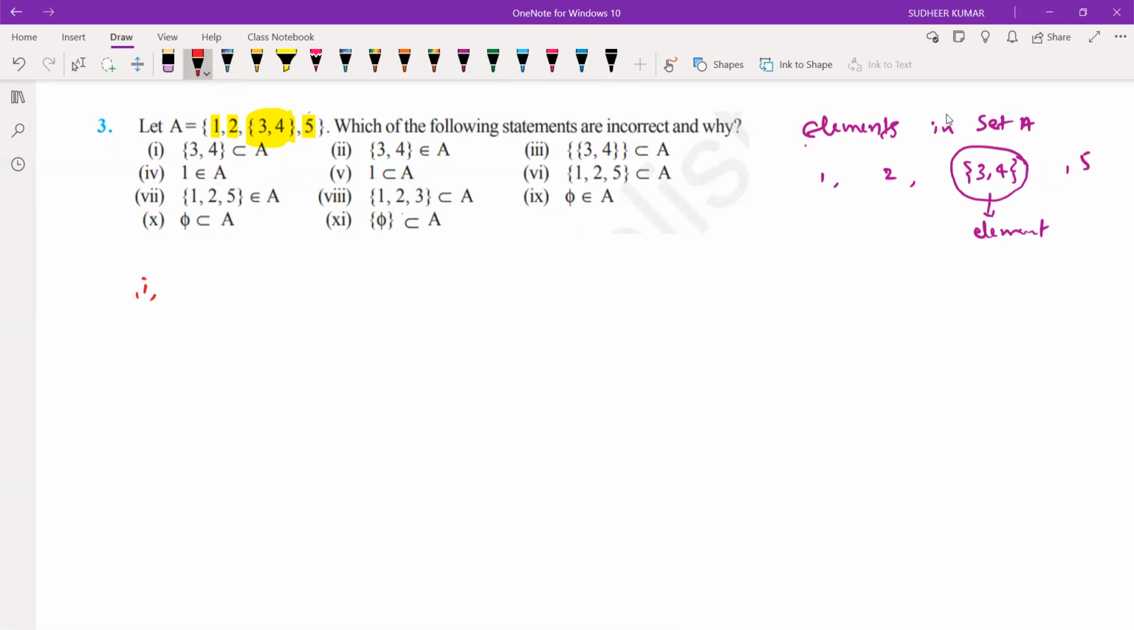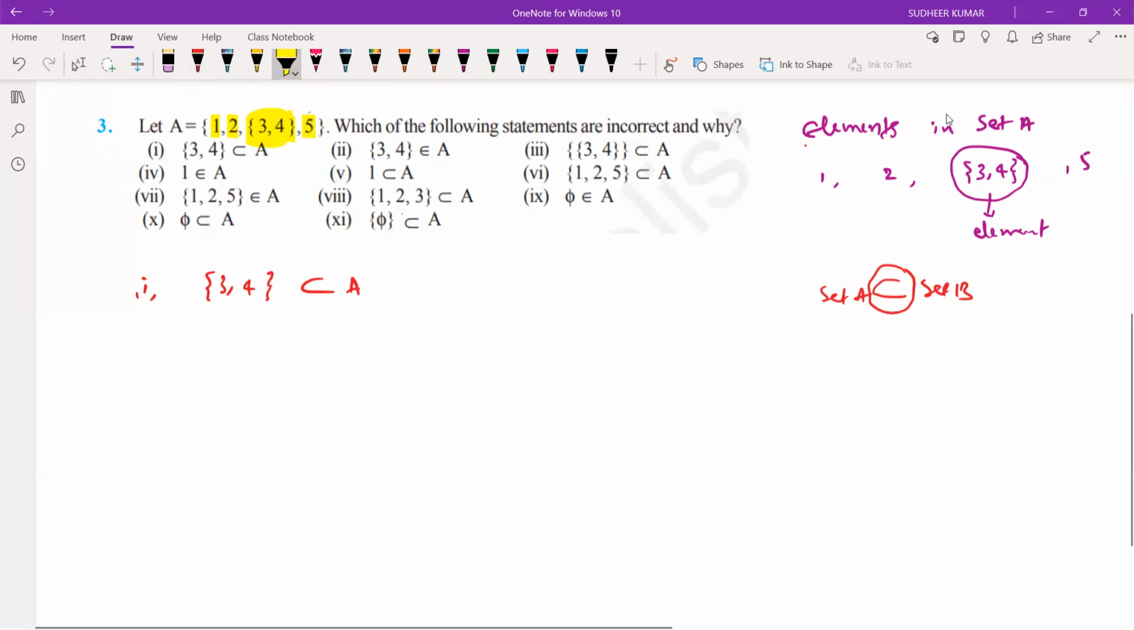So the first one: set of 3, 4, subset of A. Usually, in the previous question we discussed, if sets exist on both sides then we'll use this symbol, right? Or else we'll use belongs to. So in this case, is it a set or element? Element. When it is an element, is this statement true or false? False. So the first one is false, incorrect.